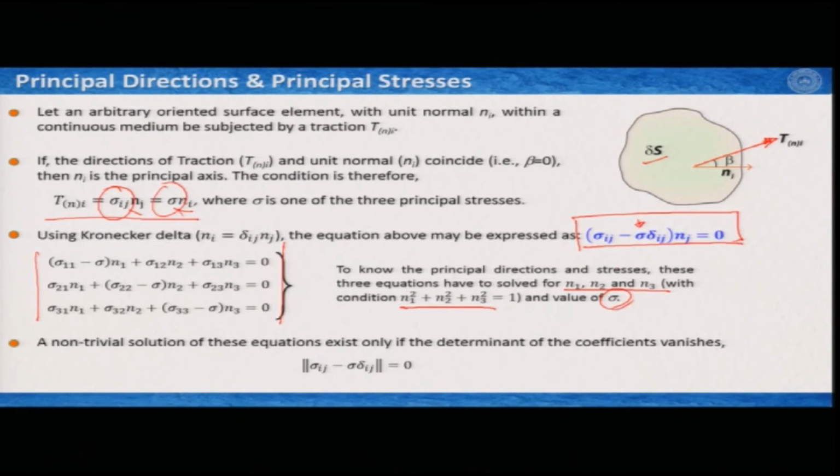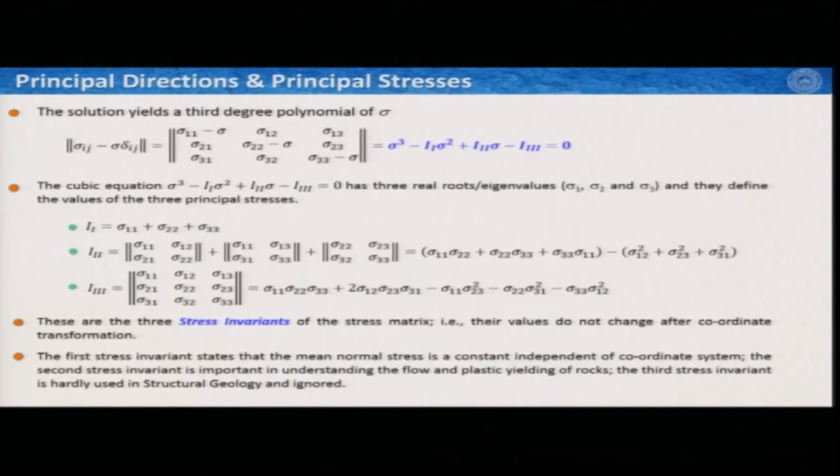Now, in a very similar way, if you have this equation, then you can only get a non-trivial solution where your vector is not 0, that means it is not aligned, that means your beta is not 0. You can get a non-trivial solution of these 3 equations only if the determinant of the coefficients vanishes. So, this is the part where you have to solve the determinant and figure out what your eigenvalues are.